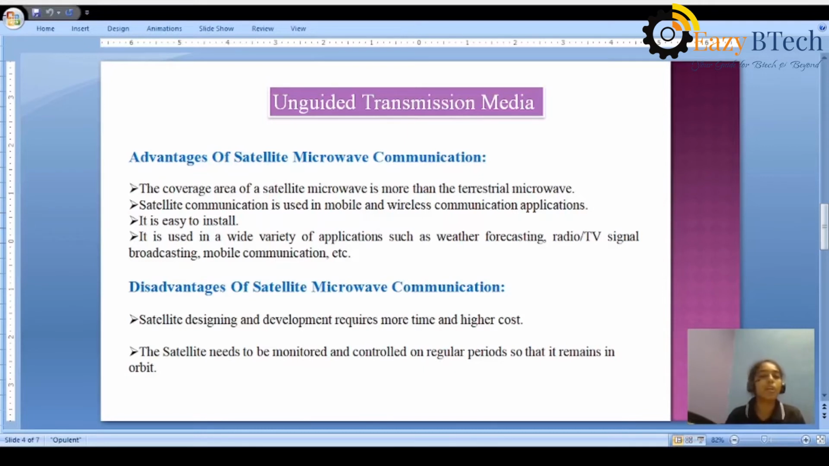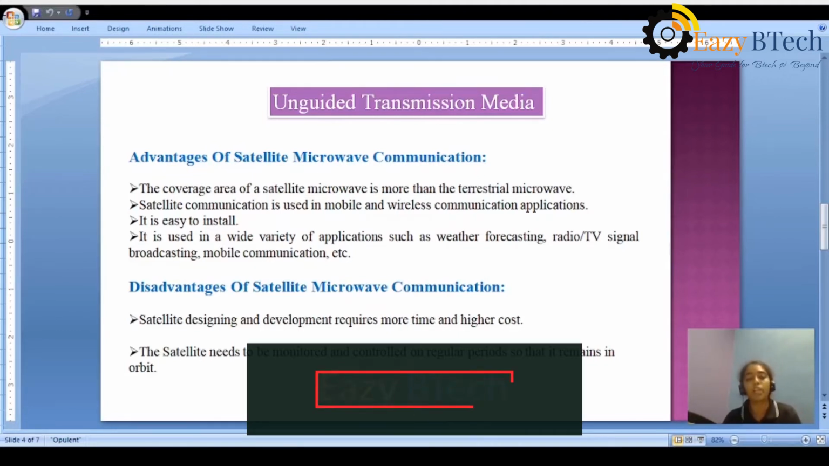It is easy to install, and it is used in a wide variety of applications: general purpose applications, real-time applications, as well as special purpose applications. What are the different types of applications we have? Weather forecasting, radio or TV signal broadcasting, and mobile communications. So these are the advantages of satellite microwave communications.